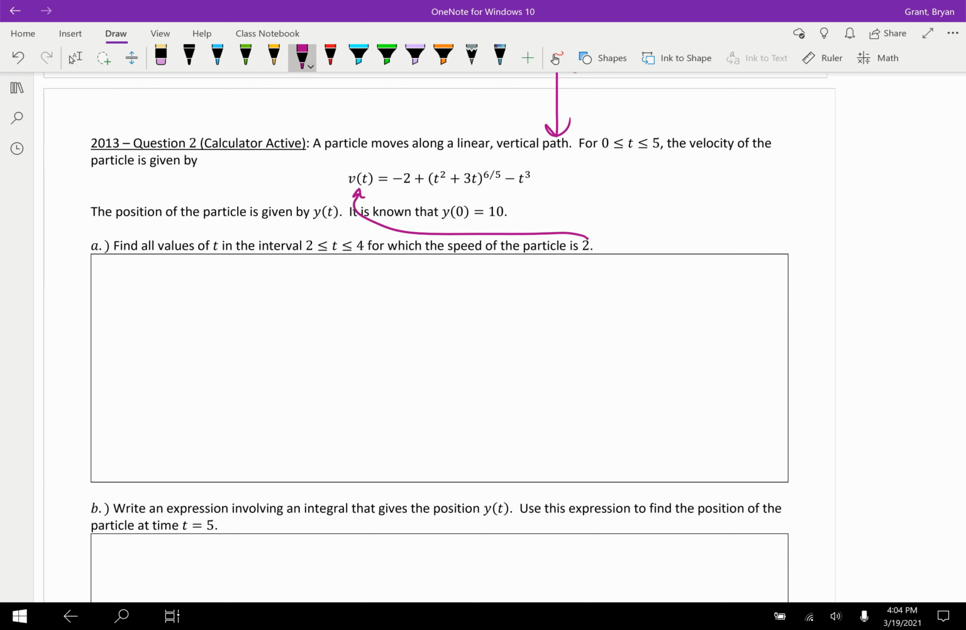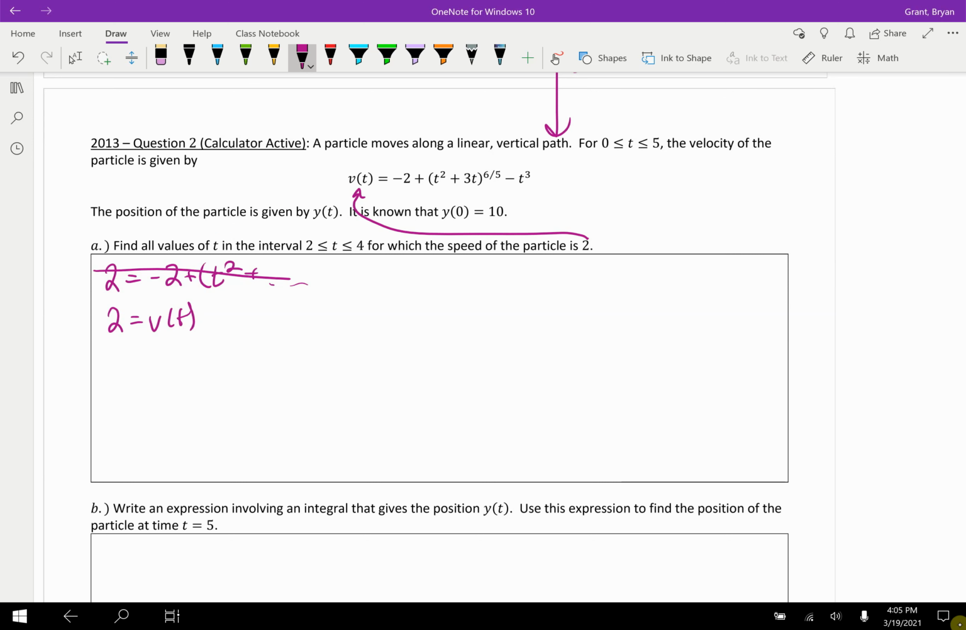Now, you have a couple options here. You could write 2 equals negative 2 plus t squared. I don't even want to write the rest of that. And you could write all that out. However, this equation has a name, v of t. So I would suggest, instead of writing all that out, I'm just crossing it out. They can't read it if you cross it out. I'm just going to write 2 equals velocity. And then we want to solve.